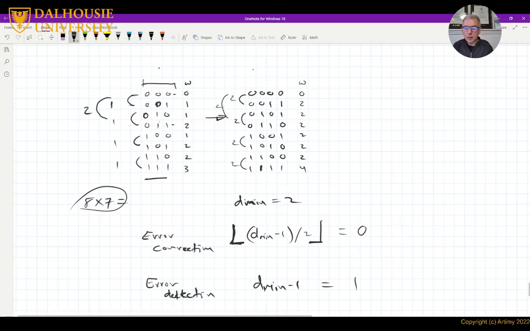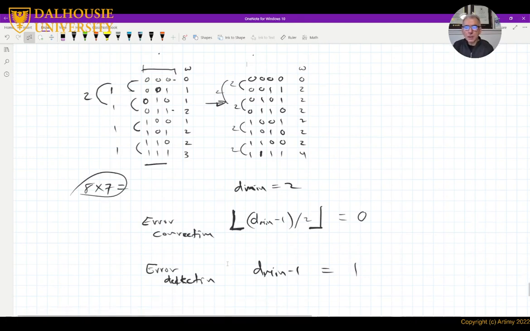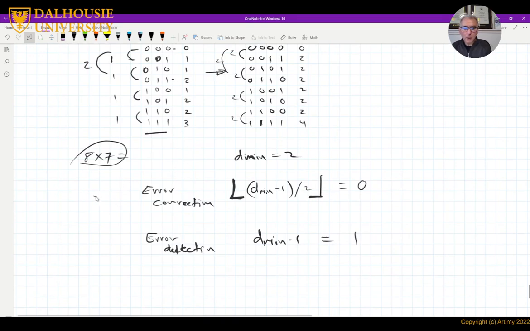If I subtract 1 from that, so 2 minus 1 equals 1, that means that I can detect up to 1 error, which is what we saw before. The error correction capability, however, is still 0, which means that I cannot correct errors in the system, right?